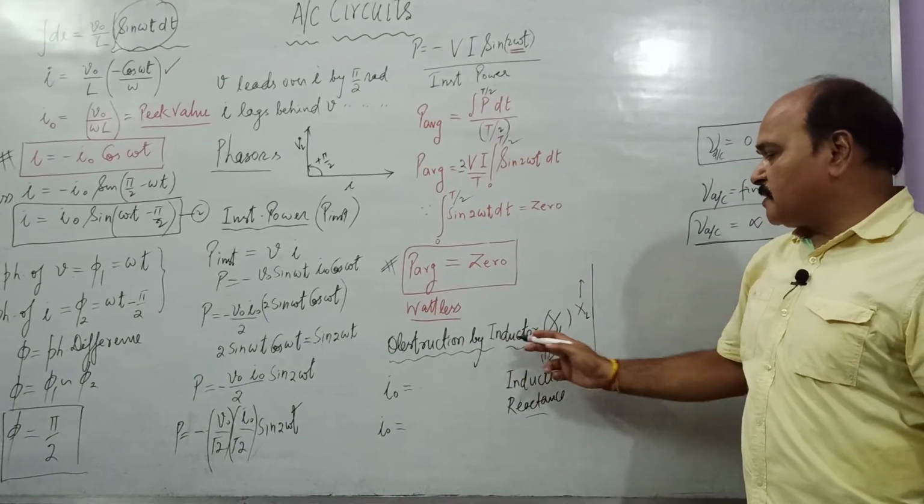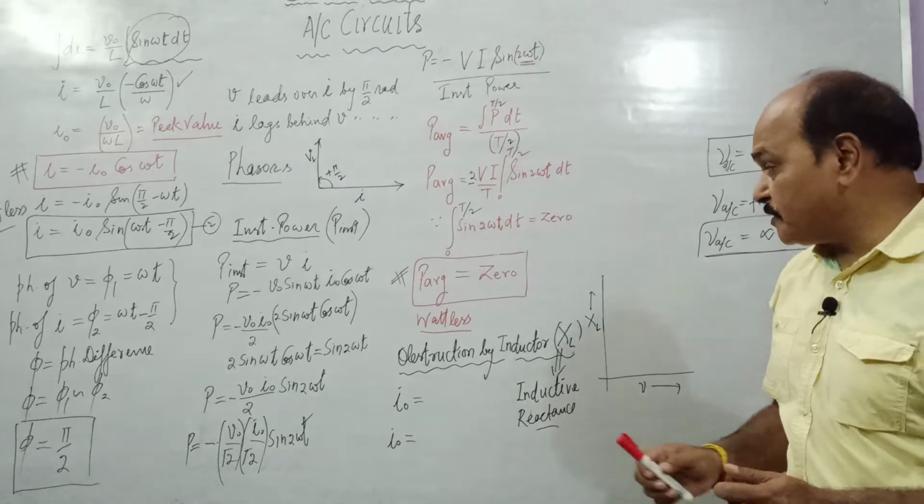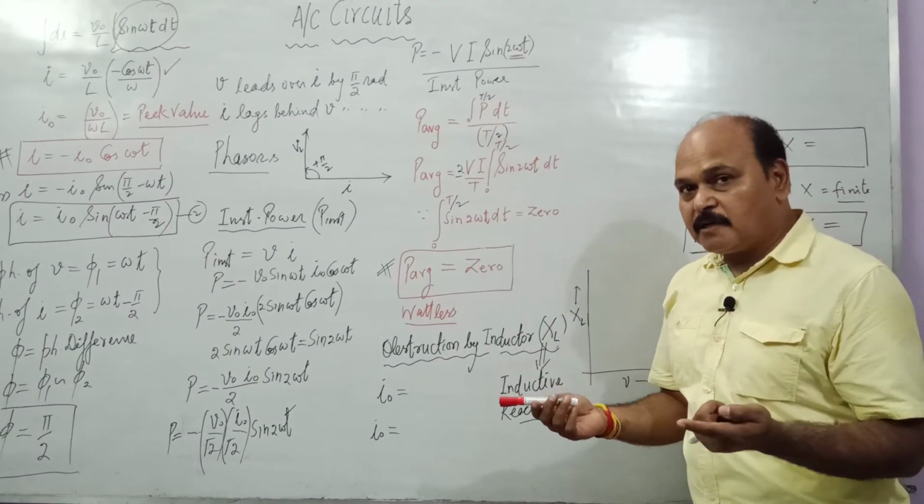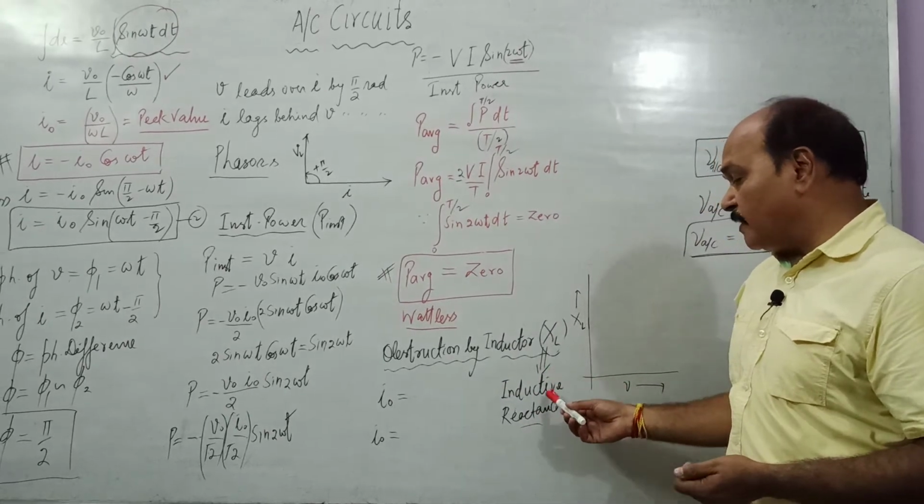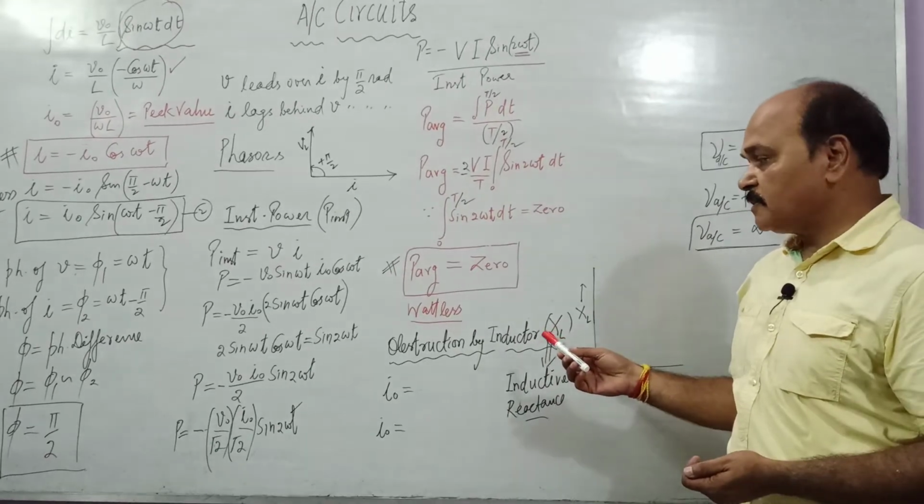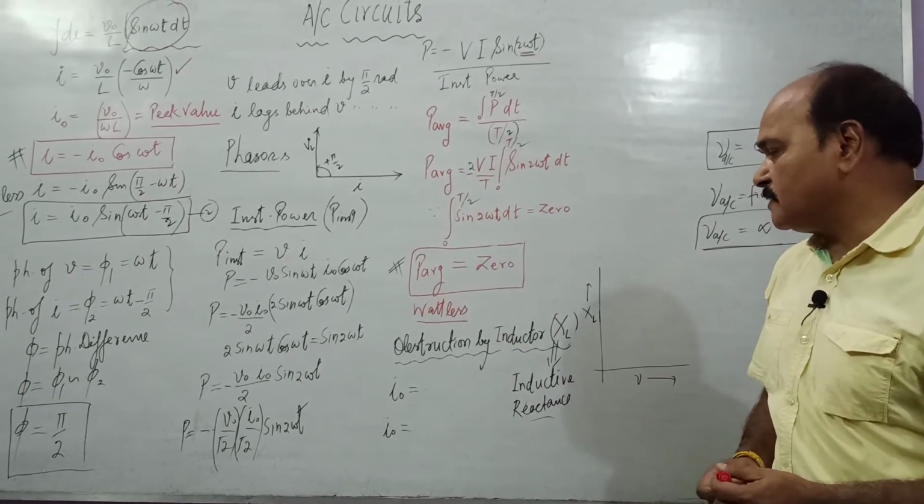Well, what is obstruction by inductor? When we connect inductor across an alternating source, what is obstruction by it? Obstruction by inductor to alternating current is known as inductive reactance, and we write it as XL. So let us work out an expression for inductive reactance.